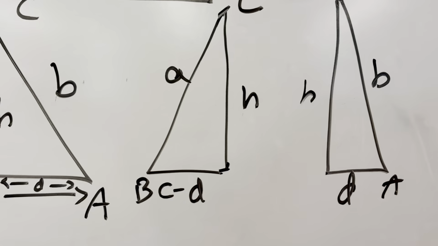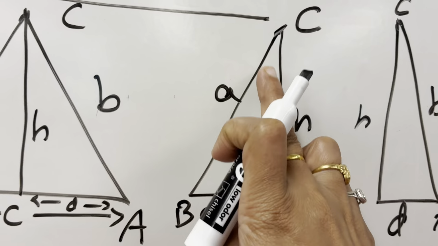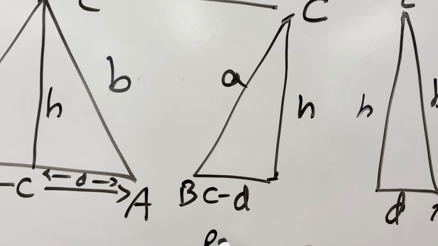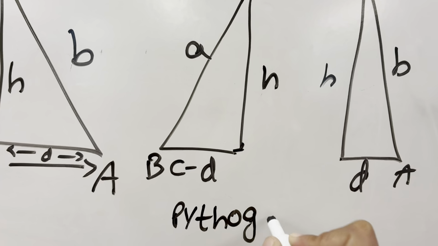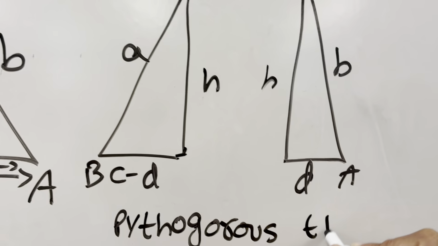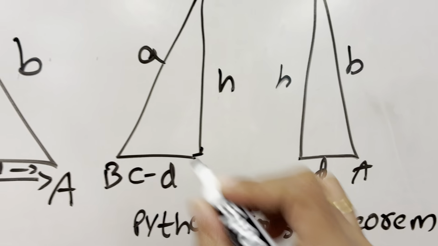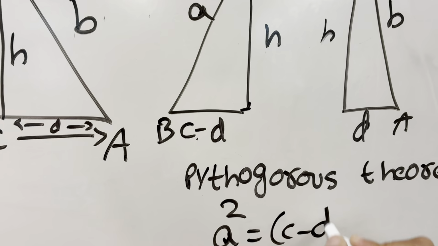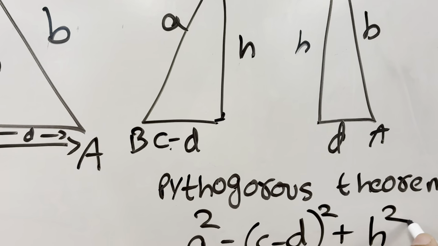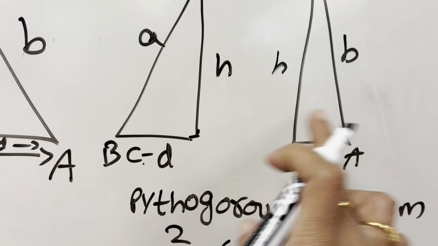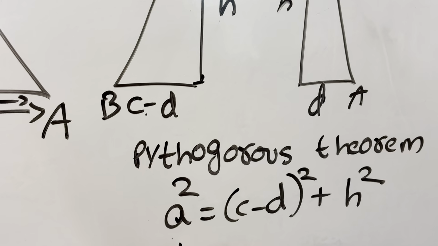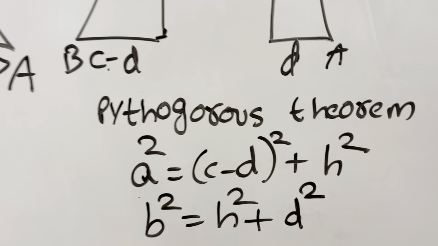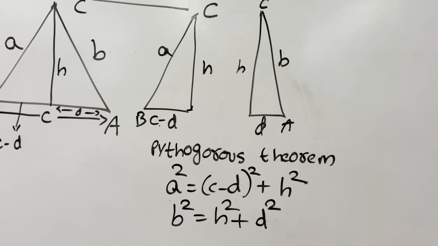Now, according to Pythagorean theorem, the square of hypotenuse is equal to the sum of squares of the other two sides. Now I'm going to apply the Pythagoras theorem. So the square of hypotenuse a squared is equal to the sum of the other two side squares, (c minus d) whole squared plus h squared for the left hand triangle. And for the right hand triangle, I have b squared is equal to h squared plus d squared. Okay, these are the two equations.